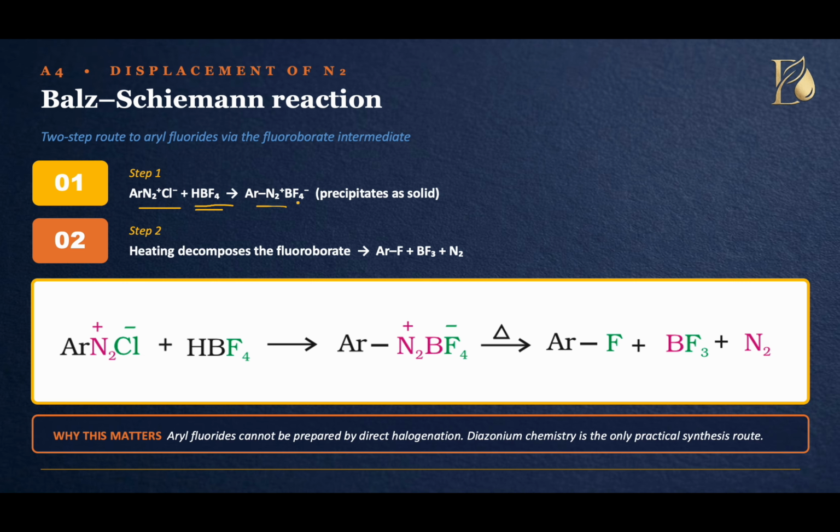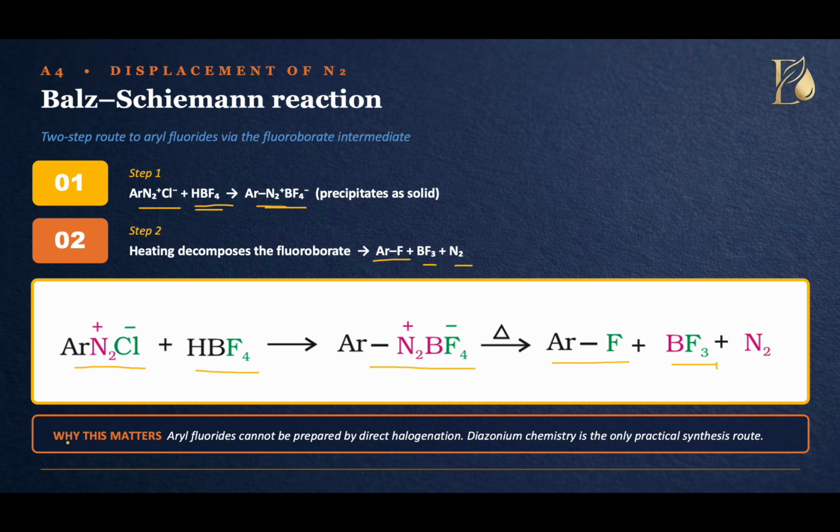Then what is happening next? In the second step, this compound is heated. This diazonium fluoroborate is heated so that it will decompose and form the aryl fluoride along with boron fluoride and nitrogen gas. So you can see the overall reaction here. Aromatic diazonium chloride on reaction with fluoroboric acid produces the aryl diazonium fluoroborate precipitate, which on heating produces the aryl fluoride. Along with that it produces boron trifluoride and nitrogen gas.